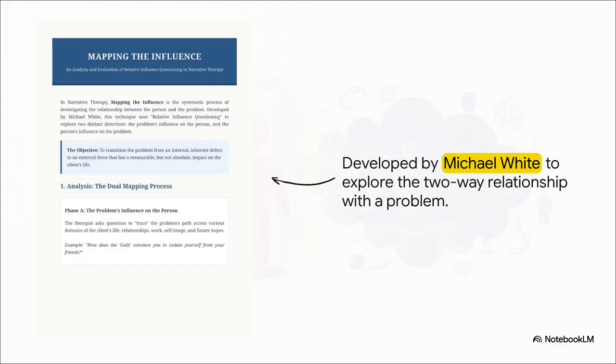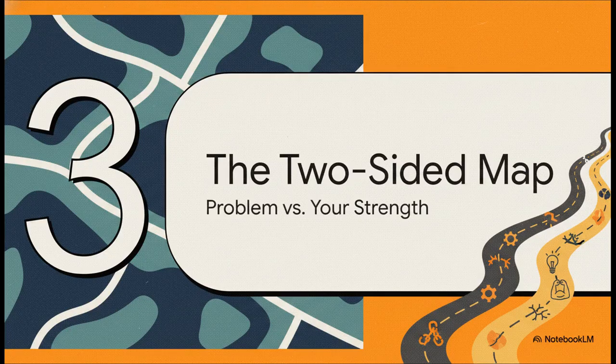This whole approach was pioneered by a therapist named Michael White, and the real genius in his work was this idea of relative influence questioning. He realized this isn't a one-way street. The map doesn't just look at how the problem affects you. It also looks at how you affect the problem. It's a two-sided relationship.